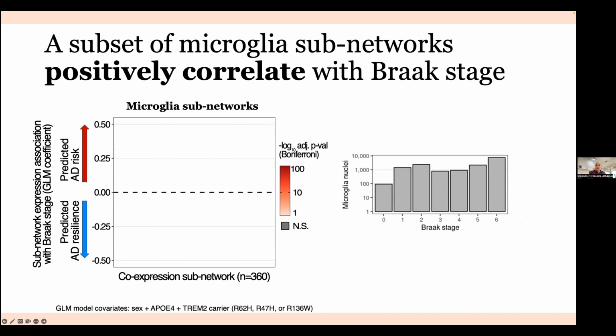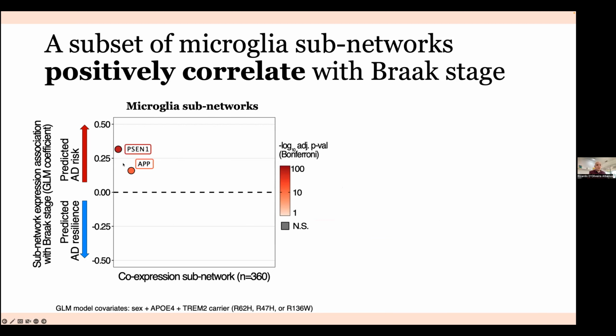And I'll start by showing a subnetwork that has the presenilin-1 gene, which is a well-known player in AD. And you can see, as expected, it's positively correlated with Braak stage. We look at another known player, APP. Again, this is not just the APP gene, but rather the network that encompasses APP. And you can see that this network is positively correlated with Braak stage.